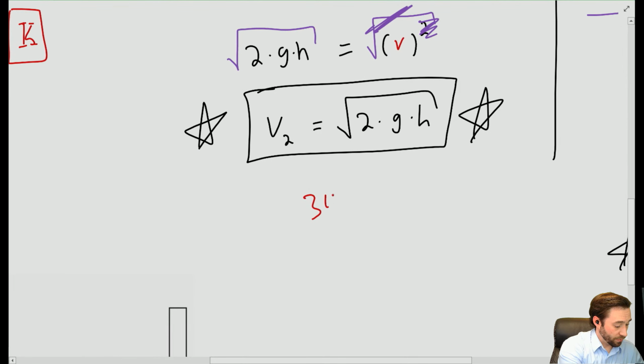34.64. So let's just round to 1 decimal point.